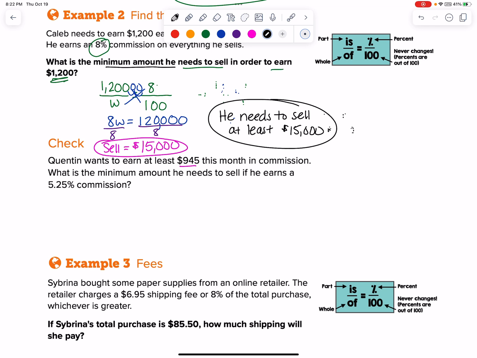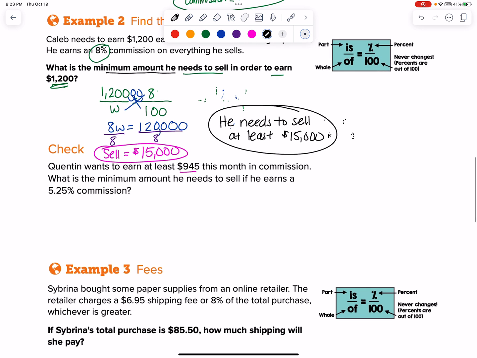All right, so now let's hop into this. We know he at least wants $945 this month. So that's not going to be our whole. That's actually the commission that he needs. Okay, so I'm going to mark that with a C. Obviously, we have our percent here, so let's go ahead and set up our work. So here's our proportion. We always know it's out of 100. That's easy. I know that my commission is 5.25.